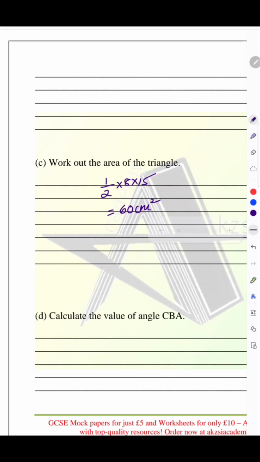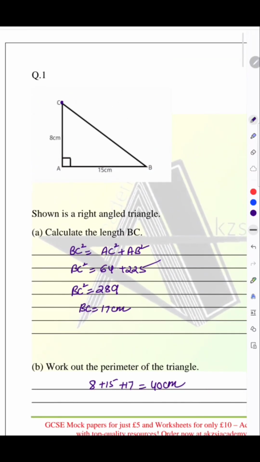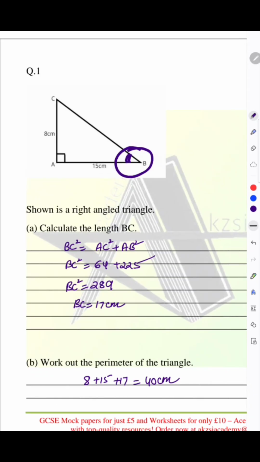Now part D says calculate the value of angle CBA. CBA, that means this angle. And obviously this angle is calculated using a trigonometric ratio. If I'm calculating this angle, then clearly the side which is opposite to this angle is called opposite. The side which is attached to it is called adjacent. And the longest side of the triangle is called hypotenuse. If we want to calculate, we have to see which two sides are given. So here opposite and adjacent are given, and which ratio relates opposite and adjacent?